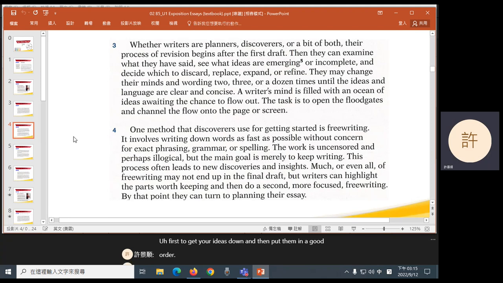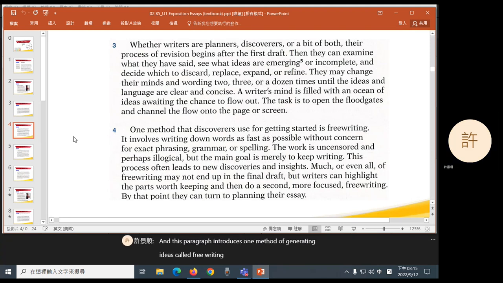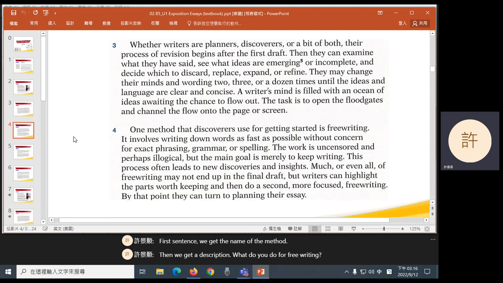One method that discoverers use for getting started is free writing. So now we get a discussion of one group, one of the two groups. We start from the discoverers. And this paragraph introduces one method of generating ideas called free writing. First sentence, we get the name of the method. Then we get a description. What do you do for free writing? It involves writing down words as fast as possible without concern for exact phrasing, grammar, or spelling. The work is uncensored and perhaps illogical, but the main goal is merely to keep writing.